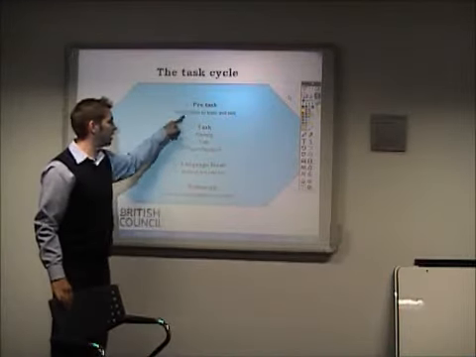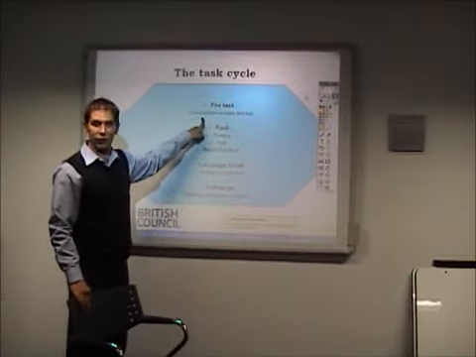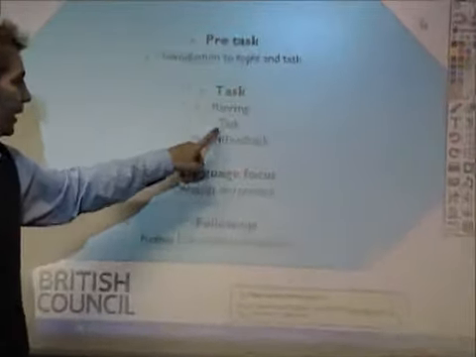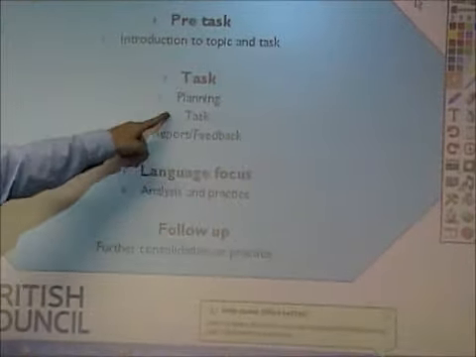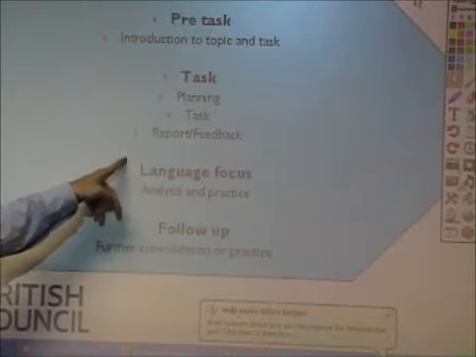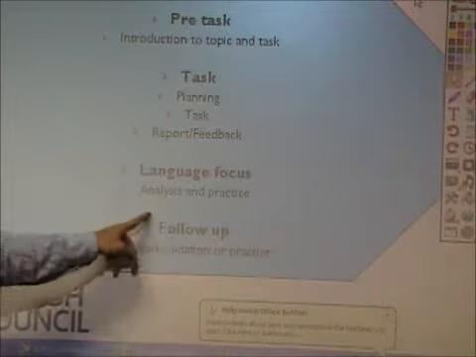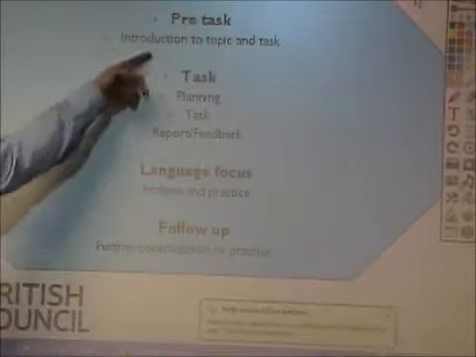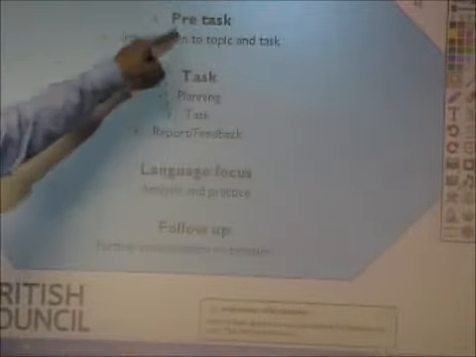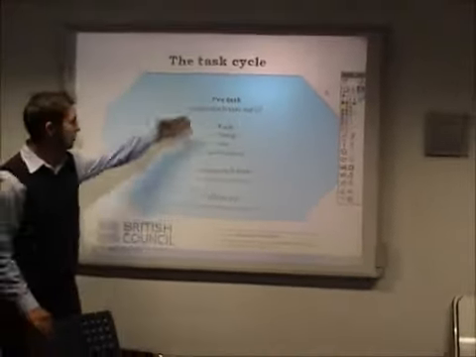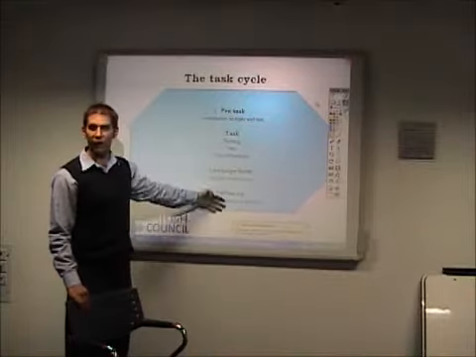So you do a pre-task, your introduction to your topic and task. Then you do your task, which involves planning your task and some kind of report. Then you do some kind of language focus that comes after the task, and then there's some kind of follow-up. There's some kind of consolidation. So within these 1, 2, 3, 4 areas, it is very, very flexible. But generally, a task-based learning lesson will follow these 4 stages.